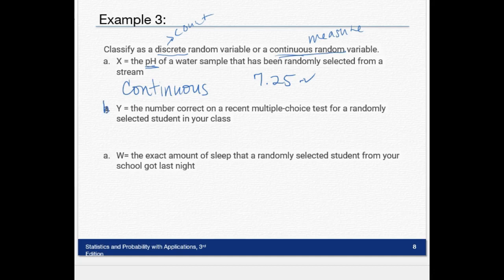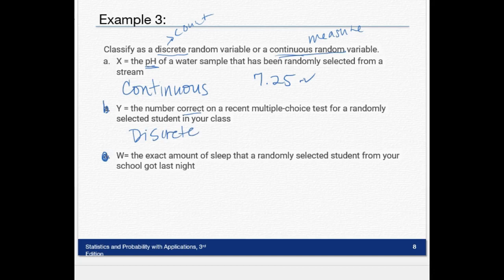B, this should be a B. Y is the number correct on a recent multiple choice test for a randomly selected student in your class. All right, so how many correct did you get on the test? Well, you get whole numbers correct, like 5, 6, 7, 8, 9, 10. You don't get 2.5 correct. All right? So this would be a discrete random variable.